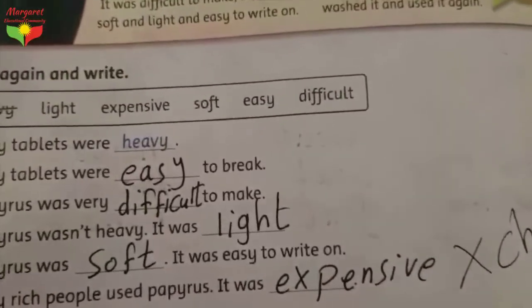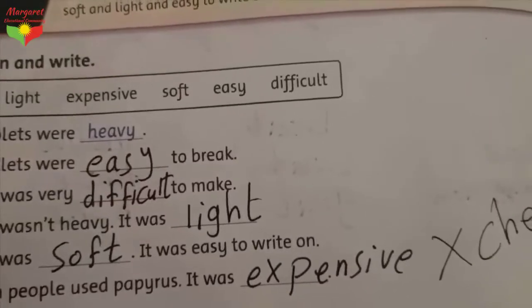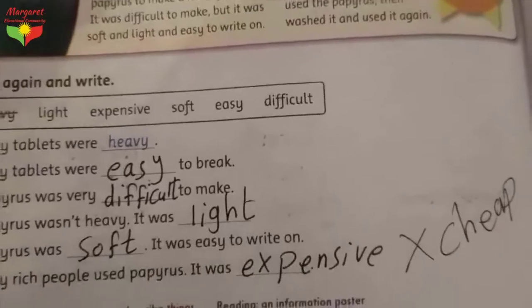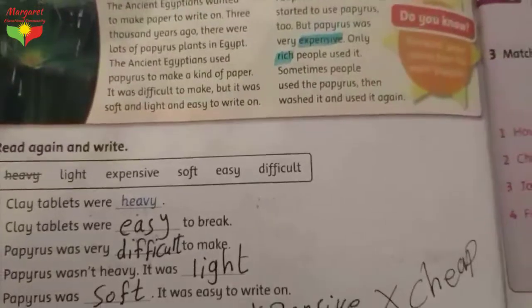Okay? And that's about lesson 5, reading skill. So at home, you can read it. Okay? Try to read it very well. After that, we have page 101 on my book.